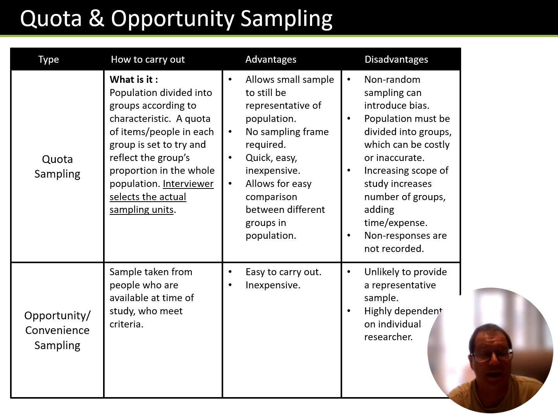Coming on to opportunity sampling, or convenience, I've never heard anyone call it that. How you do it is you simply take a sample from the people who are available at the time of study, who meet the criteria. Now it's easy to carry out and it's inexpensive because you're literally just standing around choosing the first 10 people or whatever. But it's unlikely to provide a representative sample and it's highly dependent on the individual researcher. I don't know what to say about that last one.